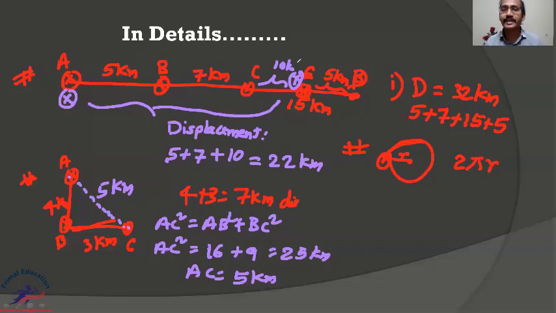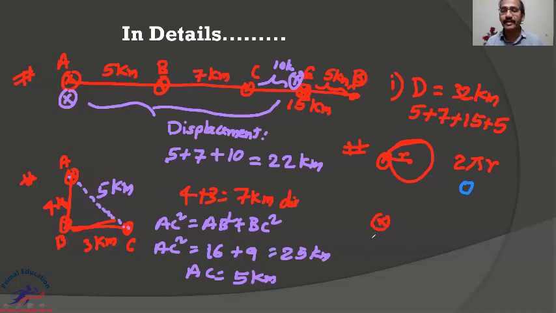What is displacement? Starting point and ending point. The difference between starting point and ending point. In this situation, starting point and ending point is 0. Minimum distance is 0. So the displacement is 0. If an object starts from the same place and ends at the same place, then the displacement is 0. Clear?